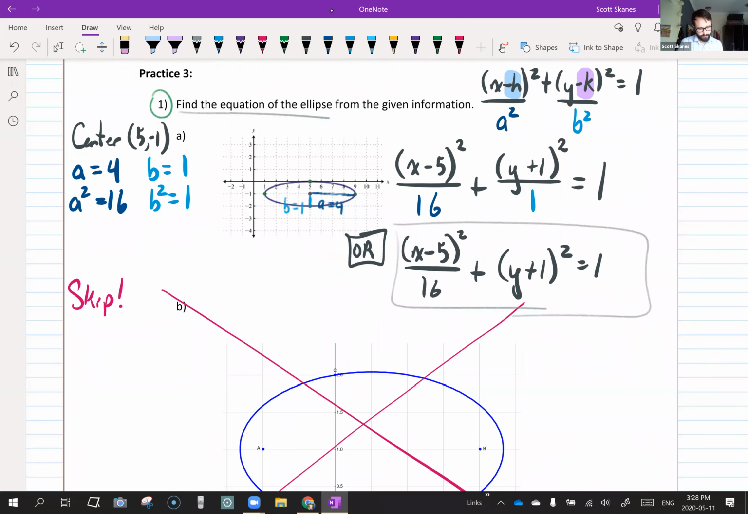Okay, anything I can review there? Notice that the foci are not part of the equation, so we didn't need them. They're not helpful.